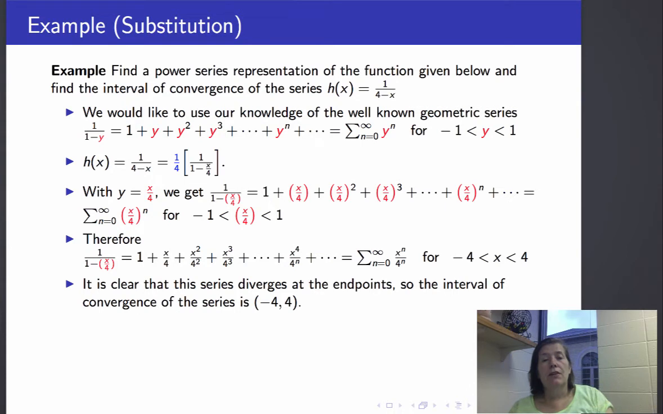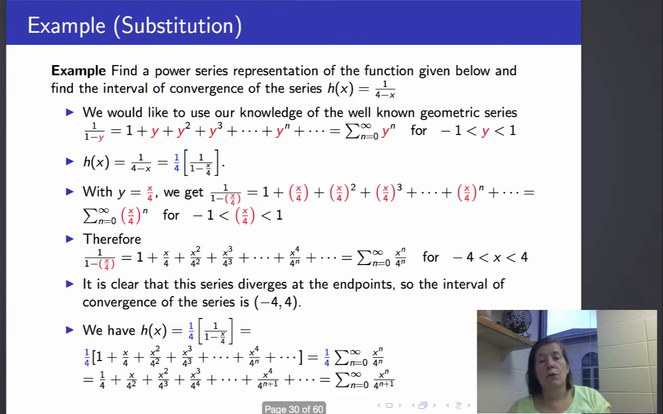It's also clear that this series diverges at the endpoints. If I plug in 4 or minus 4 here, the 4 to the n's will cancel, and I'll be left with the sum of minus 1 to the n or the sum of 1 to the n, both of which diverge. So the radius of convergence of this power series is 4, and the interval of convergence is the open interval from minus 4 to 4.